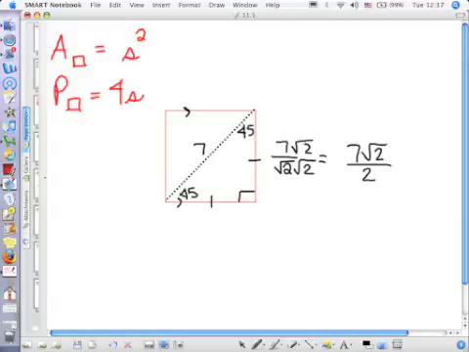All right. Now that you know the length of the side of this square, could you find the area? Yes. The area would be 7 square roots of 2 over 2 squared. Figure that out on your paper. Don't just shout out an answer. I want to see if you do this correctly. Find the area if that's the length of the side.